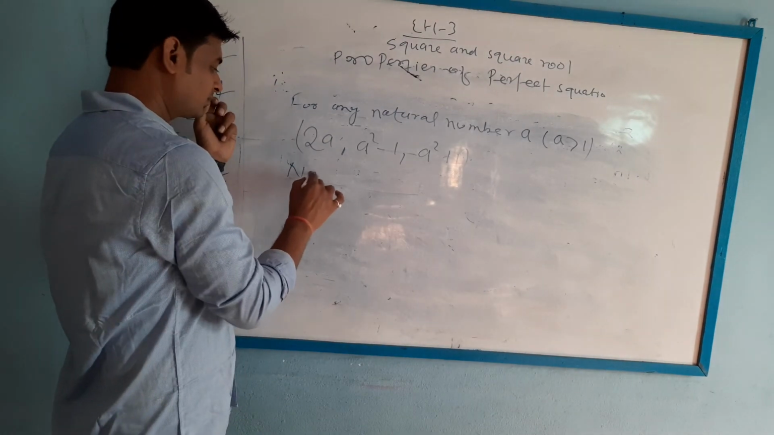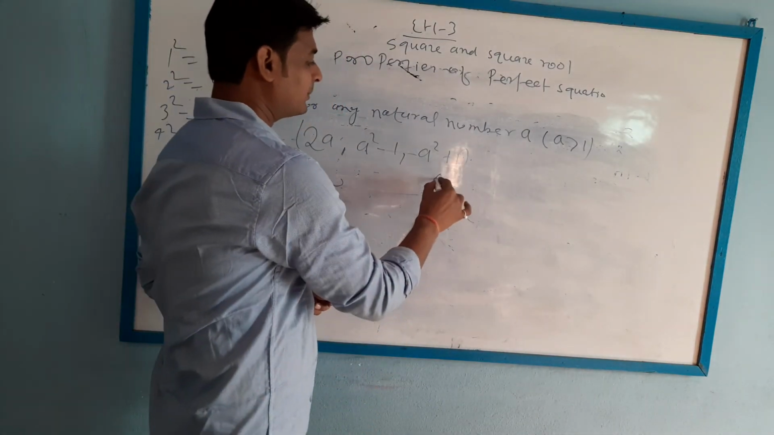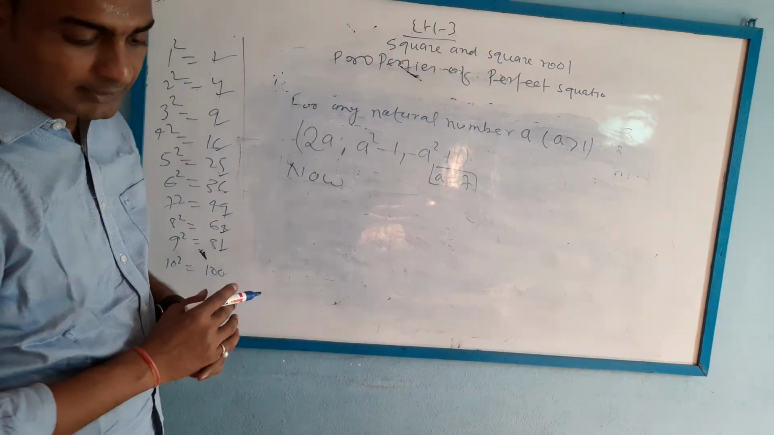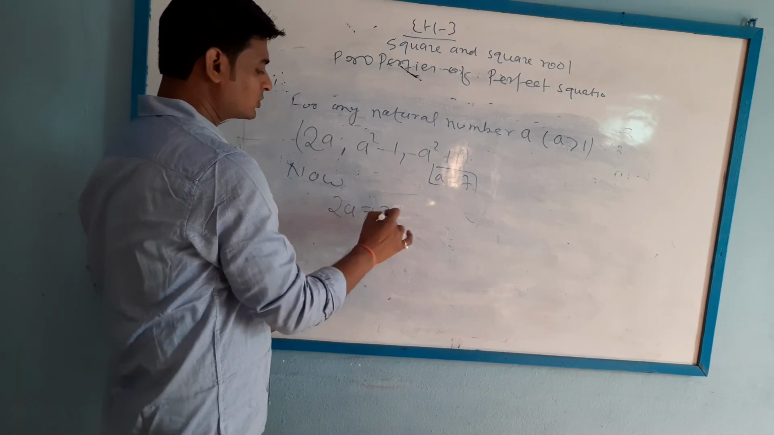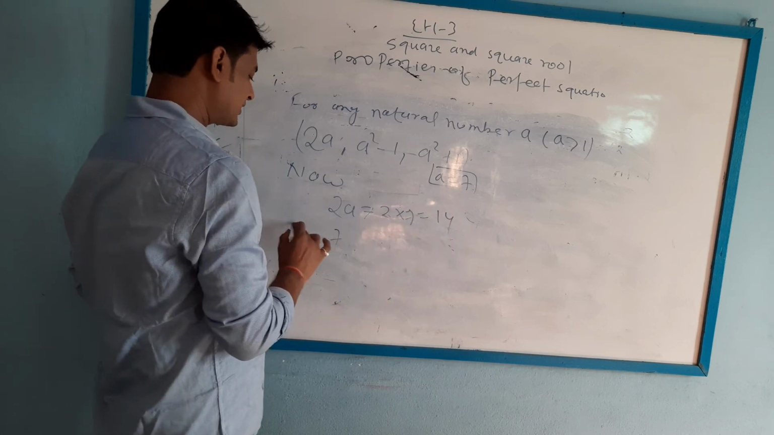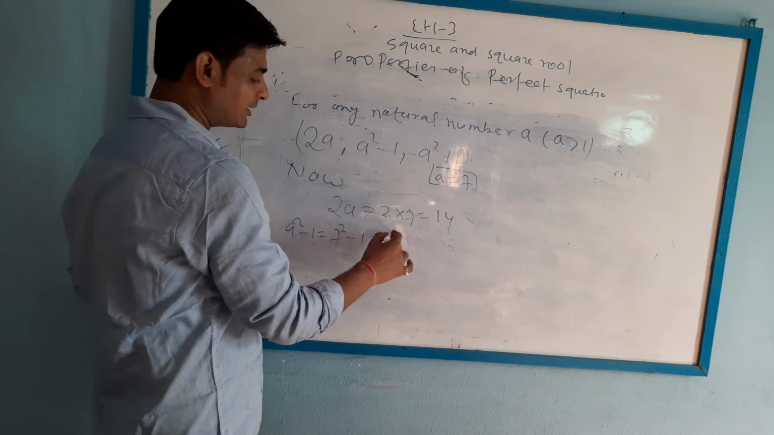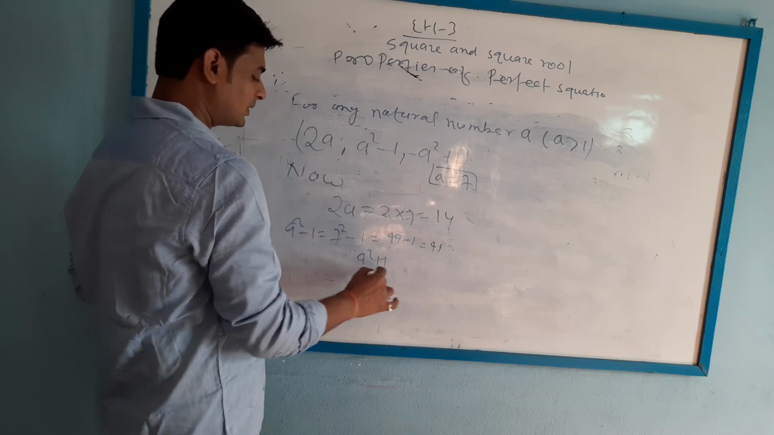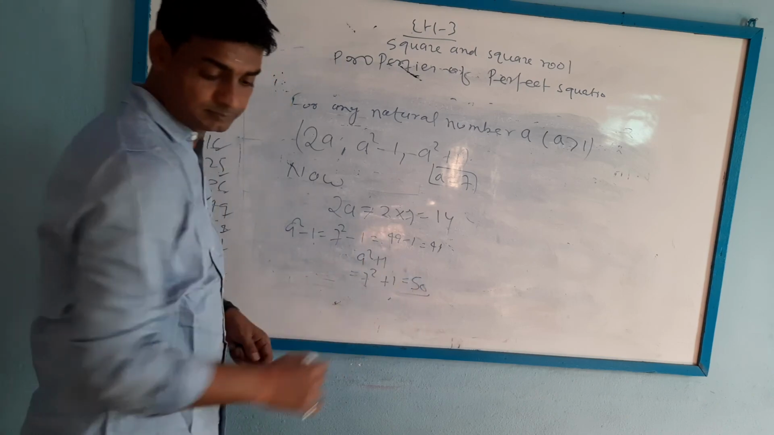Now suppose we have taken a equal to 7. So 2a is equal to 2 into 7, equal to 14. Then a square minus 1 is equal to 7 square minus 1, 49 minus 1, equal to 48. Next one is a square plus 1, 7 square plus 1 is equal to 50.